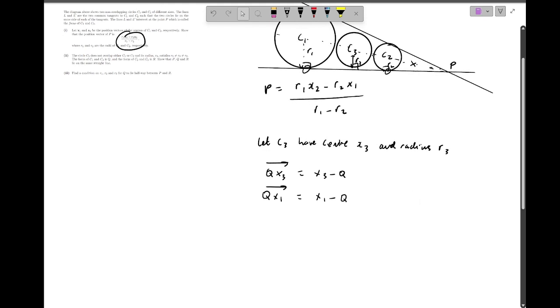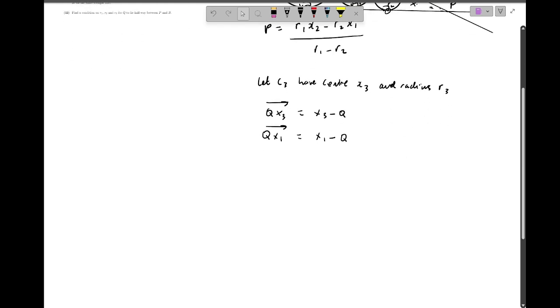And so if we have the hypotenuses, we have the opposite side. I'm going to go straight to doing the reciprocal, which would just be 1 over sine theta is equal to x3 minus q over r3, which is equal to x1 minus q over r1.